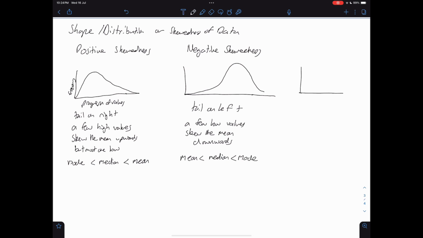You can also have a symmetrical data set. This is also known as normally distributed, and it's said that the mean is equal to the median, which is equal to the mode. Then you can also have bimodal or multimodal.